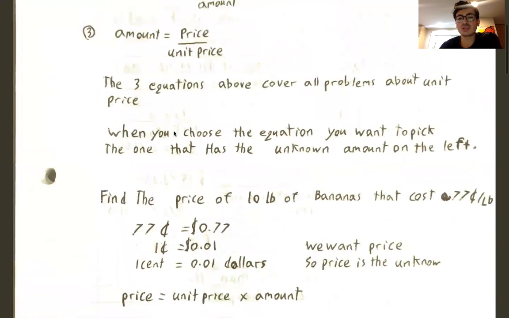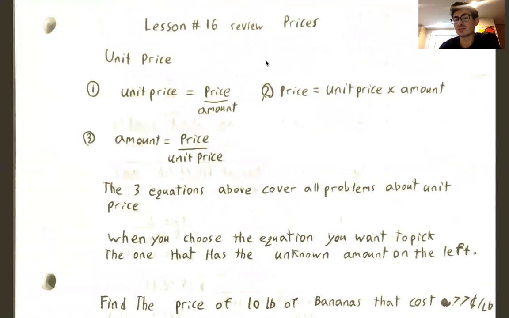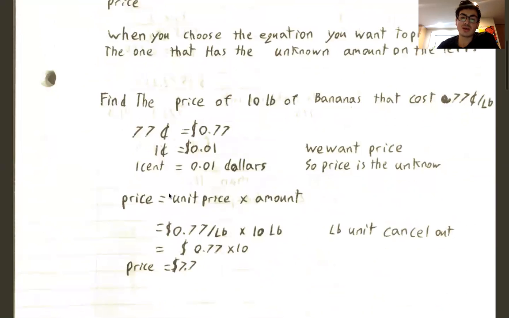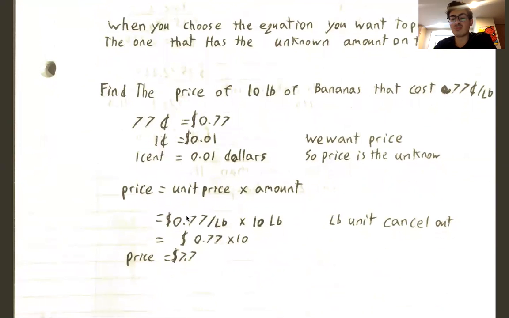Now, using equation number 2 above, because we don't know what price is, so price is unknown, so we choose where price is on the left, we get the price is equal to the unit price multiplied by the amount. So we choose a unit price in dollars. Now, you could leave your unit price in cents. It would just be a much bigger number and it'd be hard to comprehend that number. So I find it's easier to use it in dollars instead of cents.